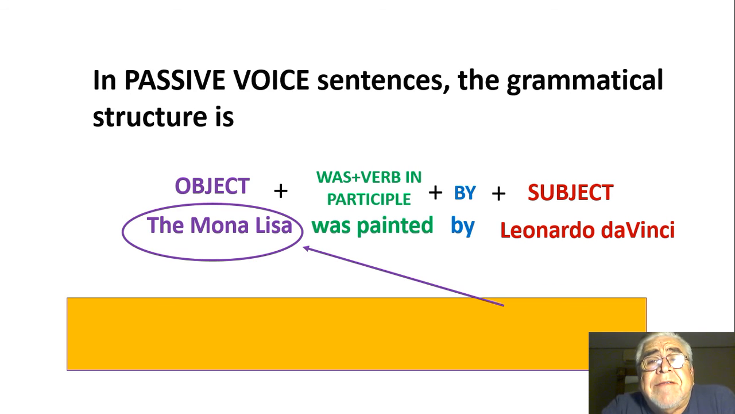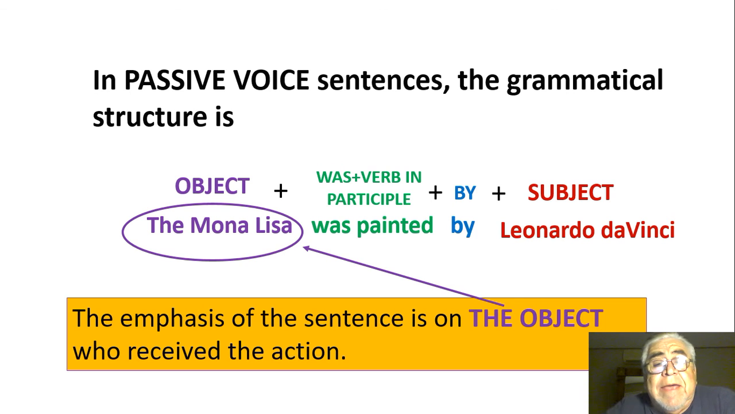In passive voice sentences, the grammatical structure is always like this. There is an object who receives the action, then was, and we write the verb in participle form. We add the word by, and in the end, we use the subject who did the action. The emphasis of the sentence is on the object who received the action.